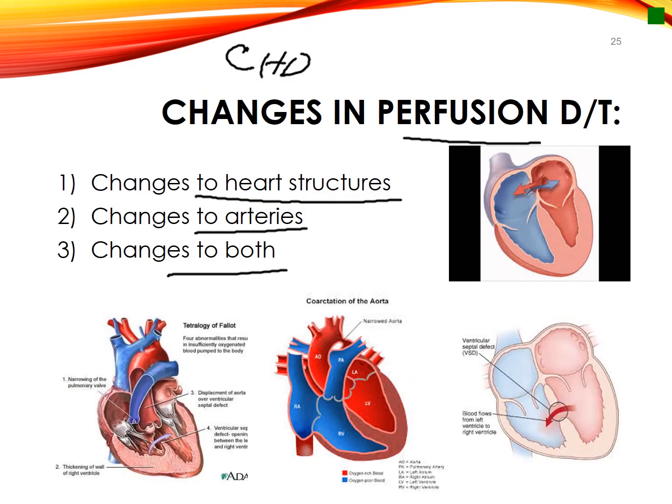So when we're talking about these congenital heart defects, which is often just simplified as CHD, or changes in perfusion, it's usually due to a couple things. It's due to changes in heart structure, changes in the arteries, or changes in both. So keep those three things in mind as we go through the different types of heart dysfunctions.